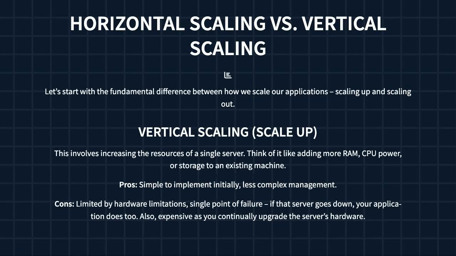Okay, so let's talk about scaling, how we make our applications handle more users. There are two main ways to do this: vertical scaling and horizontal scaling. Vertical scaling is like upgrading your computer or giving an existing server more power. It's simple at first, but it has limitations. Eventually, you hit a hardware wall and become reliant on one machine.